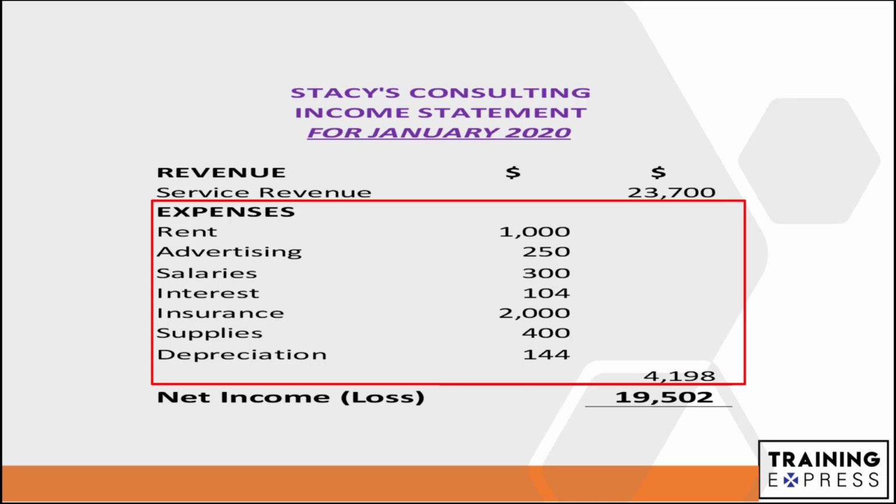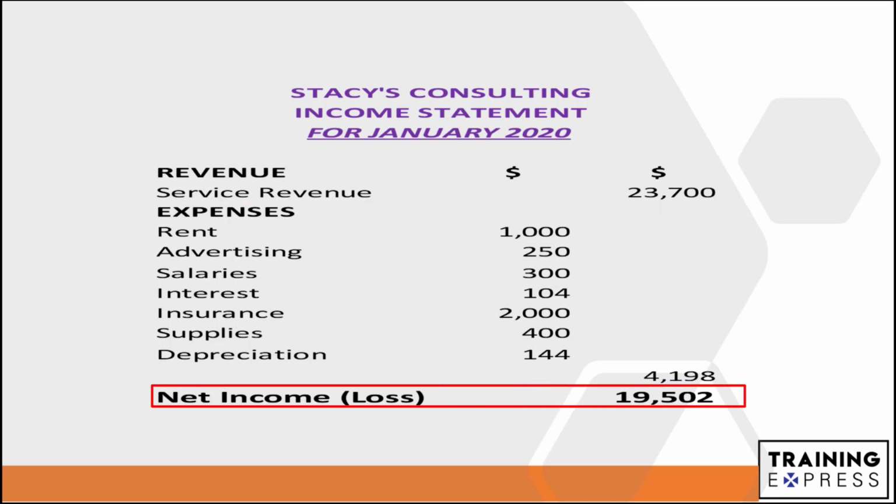4,198. And now you can take the difference between revenue and expenses, and the difference will be either your profit or loss. If your revenue is greater than the expenses, it is a profit. And if your revenue is less than the expenses, then it is a loss. So in this case, you can see that Stacy's Consulting has earned a net income of $19,502.